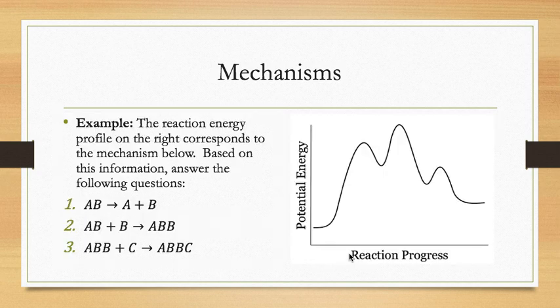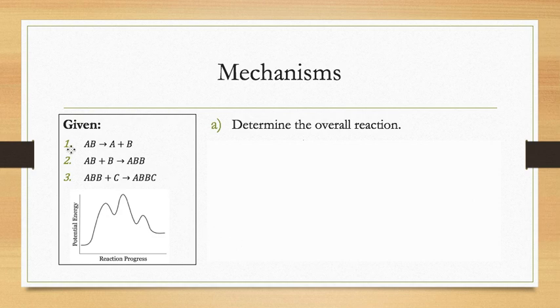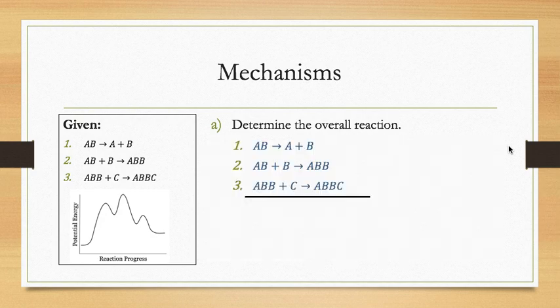Okay? Another example of something you'd be asked to do. Here's the reaction energy profile that matches this mechanism over here on the left. So it wants you to answer a few questions here. The first, so here's the given information again. The first question, determine the overall reaction. Well, we're just going to add up the steps. We cancel out anything that occurs on both sides. So the B occurs on both sides. The ABB occurs on both sides. And what's left over is 2AB plus C goes to ABBC plus A. Complicated to say, but you can see where I get that, right?